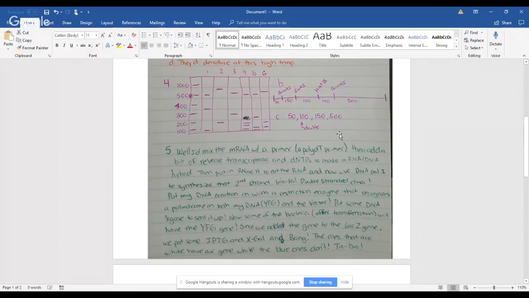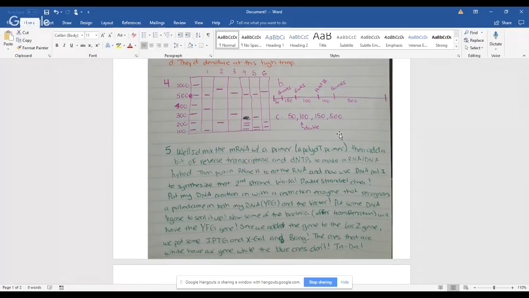For part 5, it says, how would we generate cDNA from mature mRNA to clone a cDNA version of YGF into a plasmid vector and use blue-white screening to identify plasmids that contain the YGF cDNA? So I'd say we'd mix the mRNA with a poly-dT primer, so it could recognize the poly-A tail on the mature mRNA. Then you add some reverse transcriptase and dNTPs, so it could start making the DNA, and now you have an RNA-DNA hybrid. Then you put in RNase H to eat the RNA, and then DNA polymerase 1 to synthesize the second strand of DNA. So now it's double-stranded DNA.